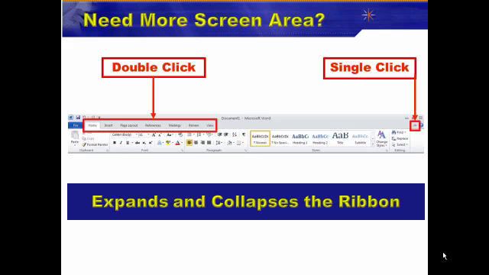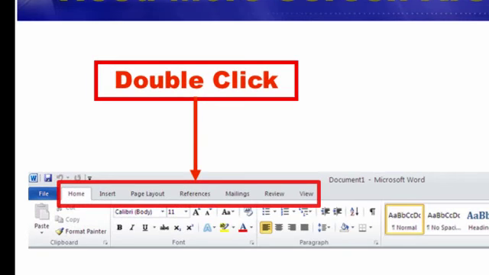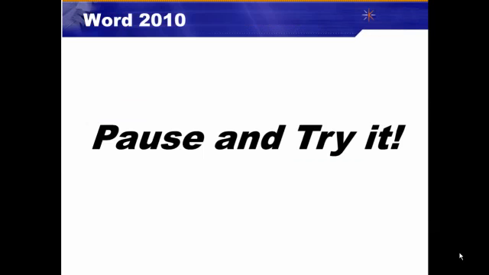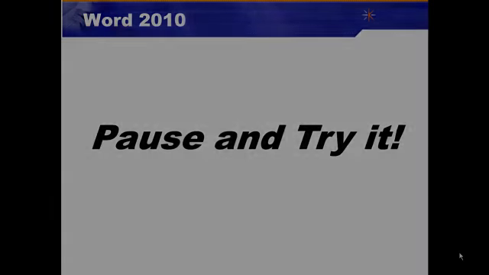Do you need more screen area? More document space to work on your text? You can also collapse the ribbon by double-clicking any of the tabs or by single-clicking the chevron on the right side of your screen right next to the Help button. Now you try it.